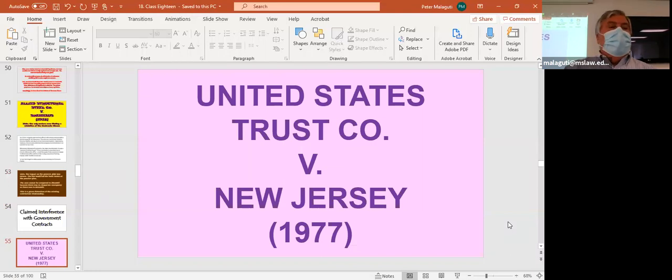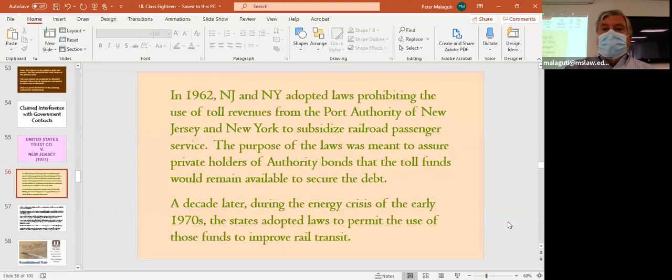United States Trust Company versus New Jersey. This case has some history behind it. So the Port Authority of New Jersey and New York built roads. And in order to build roads, they borrow money in the forms of bonds, public bonds, municipal or state bonds.